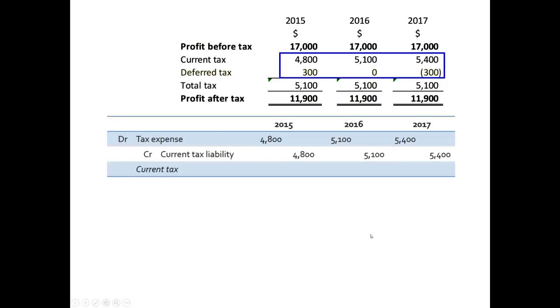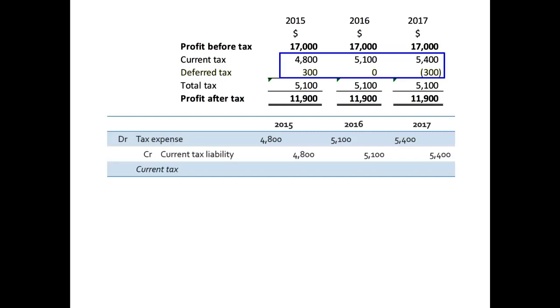Okay, that's current tax. And remember, the way to calculate these figures is based on taxable profit multiplied by the tax rate. And the taxable profit calculation is different from the accounting one, which I will give you more illustration of after this, at least during this week.